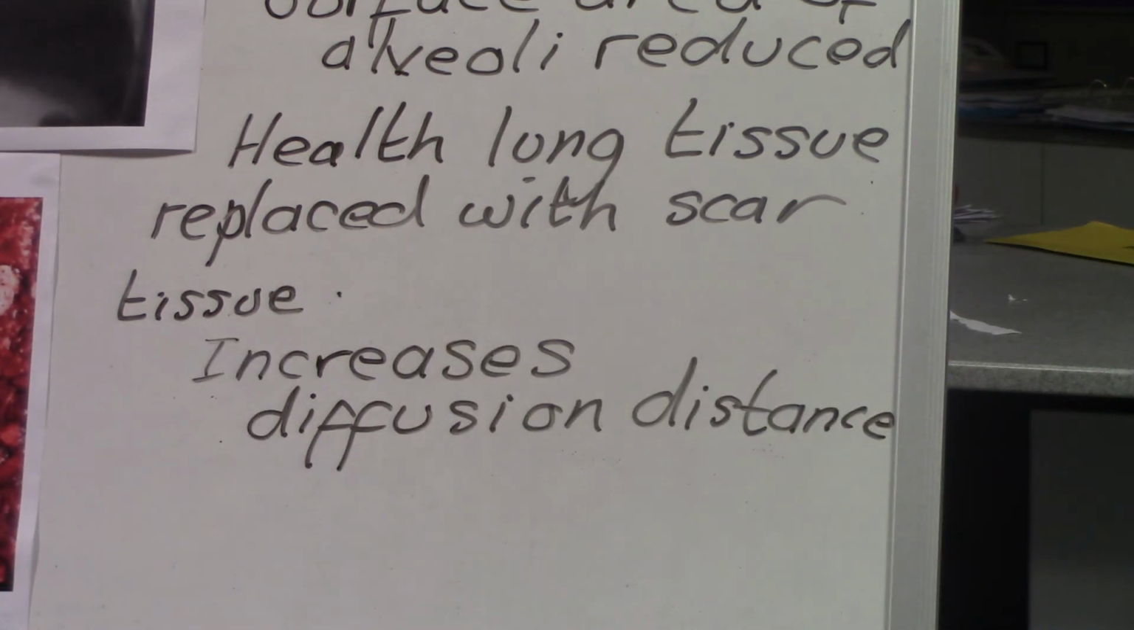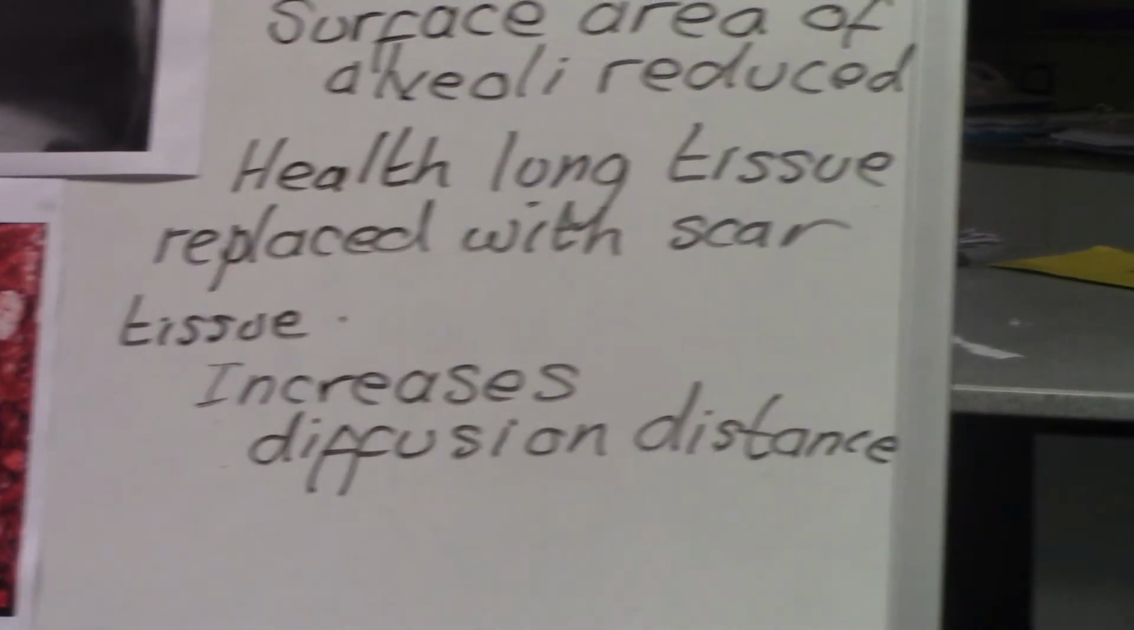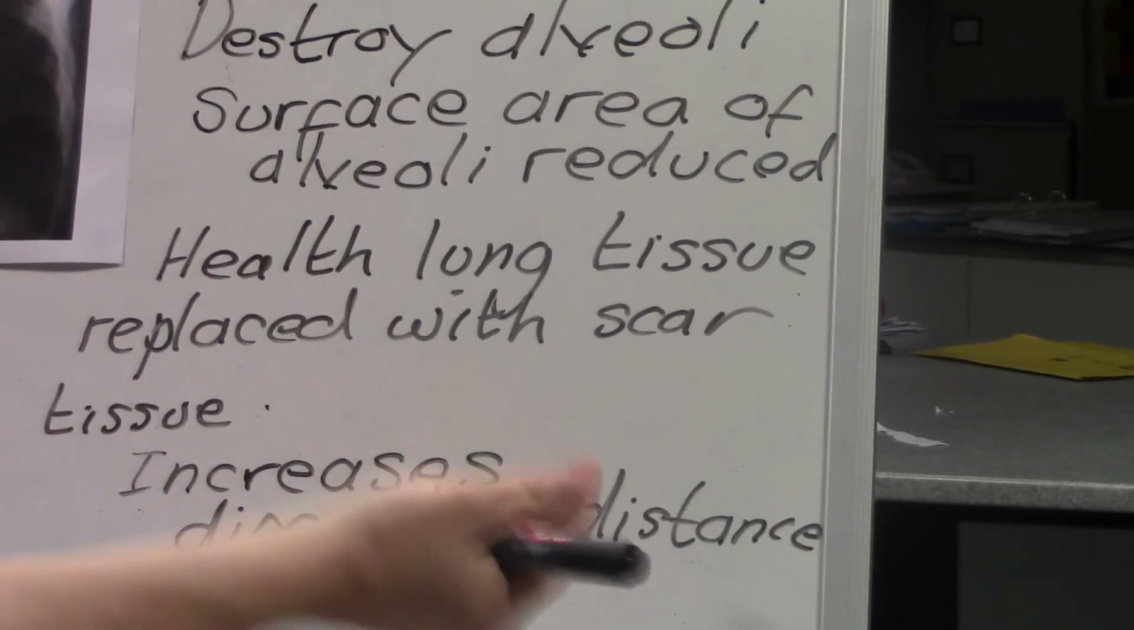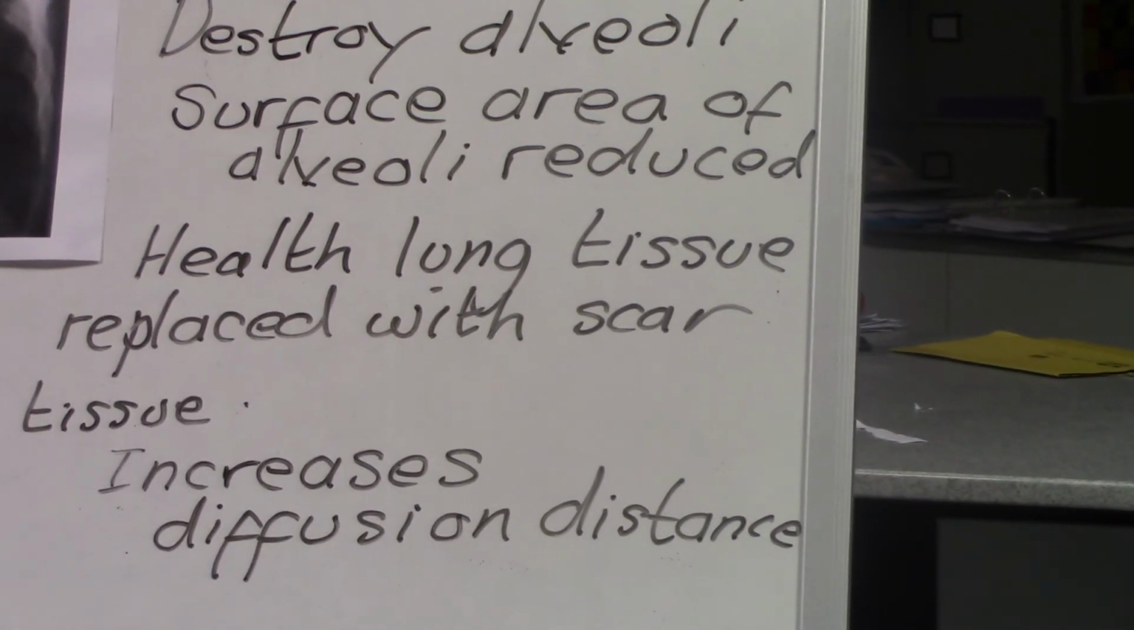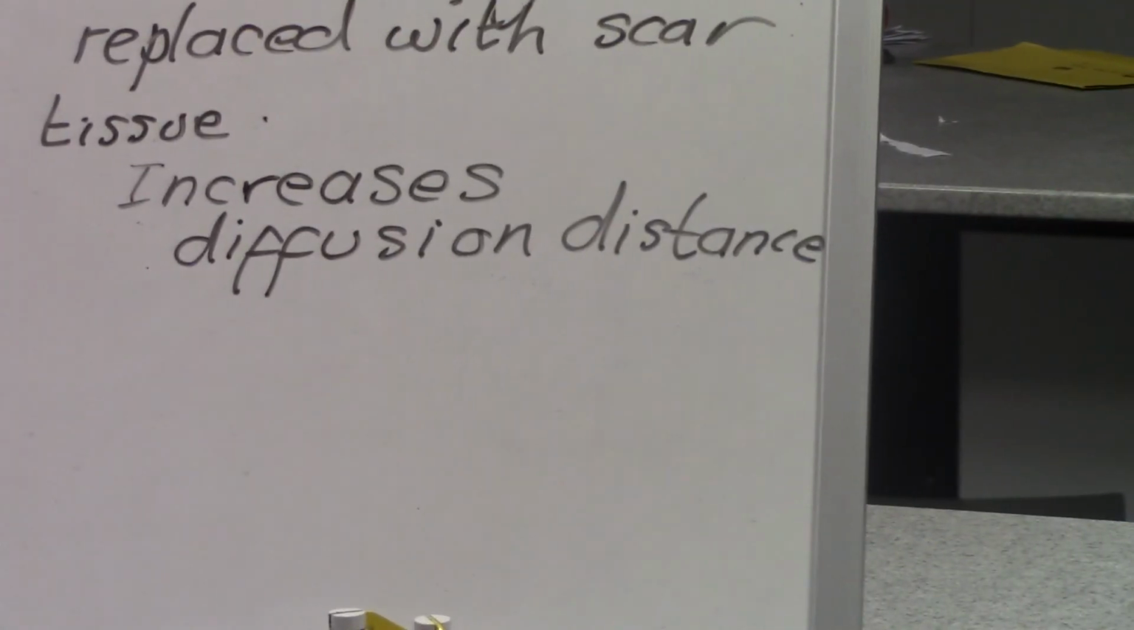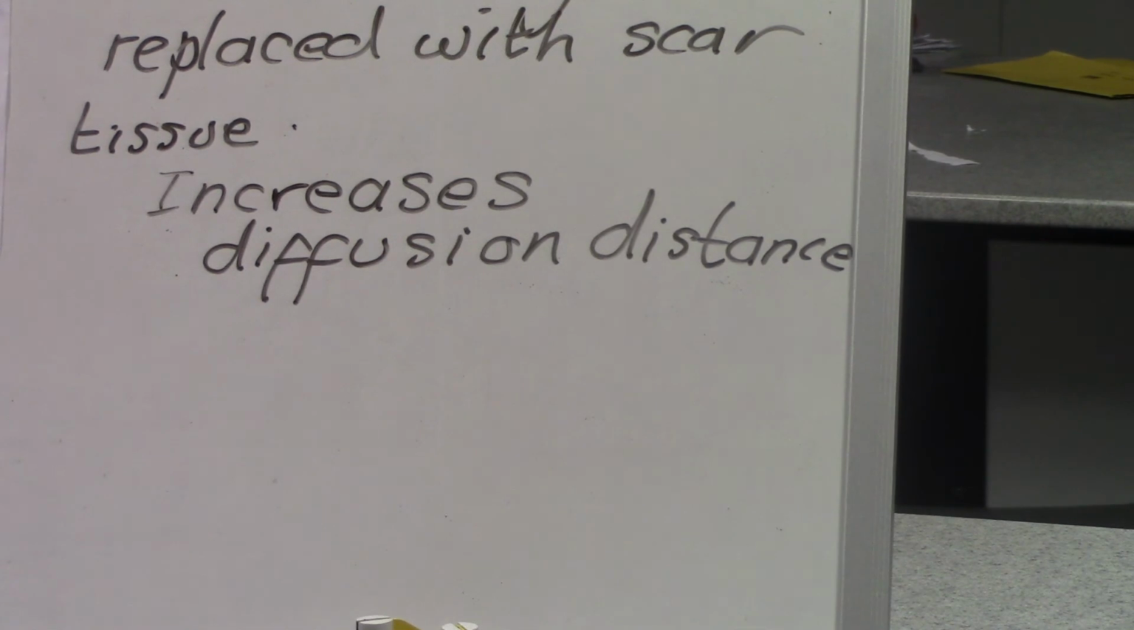Now, the combined effect of the reduced surface area of alveoli and the thickening due to scarring and increasing diffusion distance actually reduces the rate of diffusion, so that gas exchange is slow and not enough oxygen gets into the lungs, not enough carbon dioxide is breathed out.